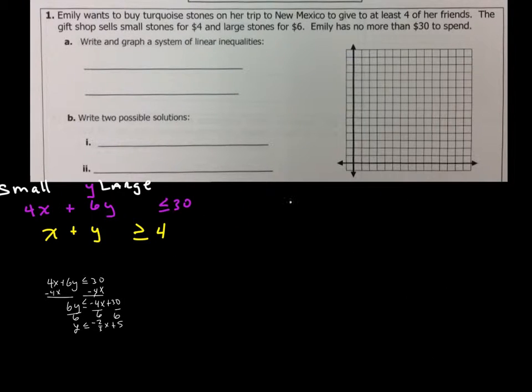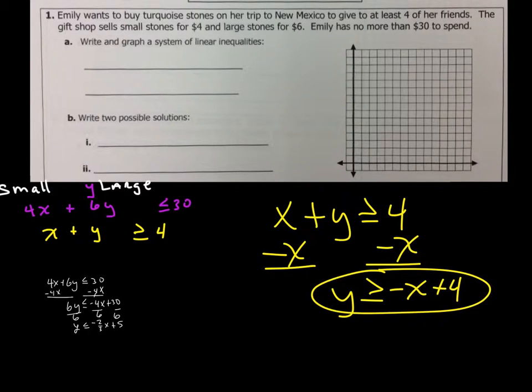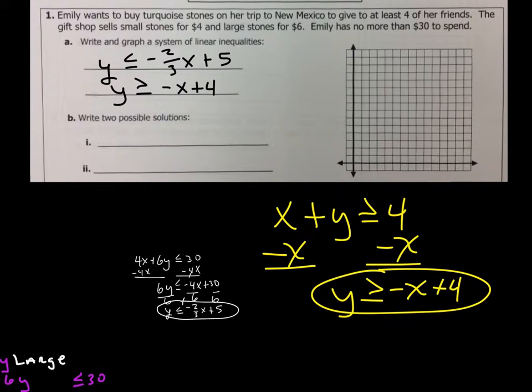Now recall we have x plus y is greater than or equal to 4. I'm going to solve for y by subtracting x, and what I end up with is y is greater than or equal to negative x plus 4. Now I'm going to take these two equations and plot those graphs.